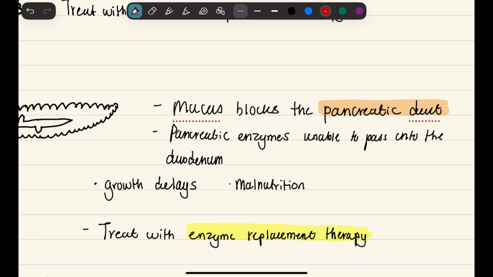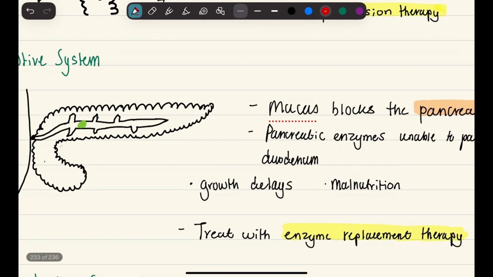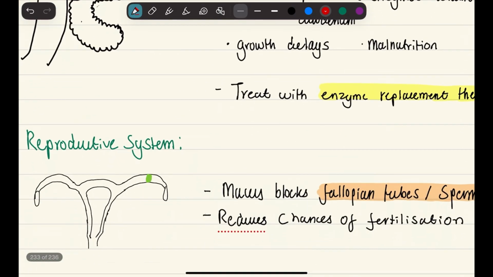If we aren't getting our nutrients, malnutrition, growth delays. Yeah, very, very important to know. And what we treat it with is pancreatic enzyme replacement therapy. I think the acronym is PERT, so pancreatic enzyme replacement therapy, which I didn't write here. Don't worry about it. But yeah, those are your digestive system symptoms.